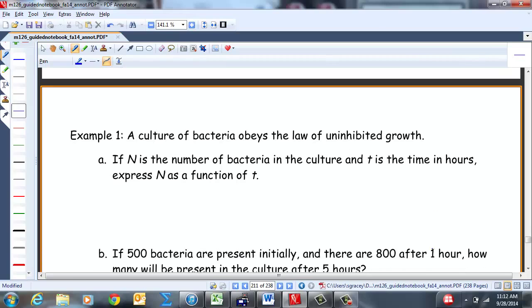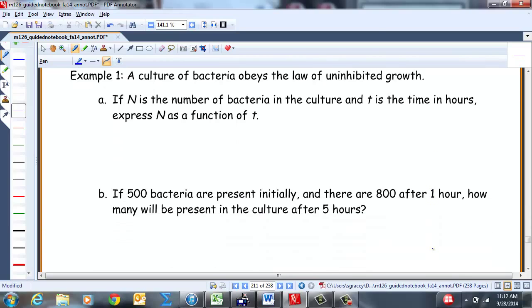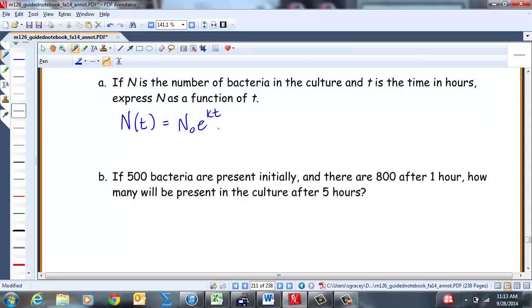All right, so here's our first example. A culture of bacteria obeys the law of uninhibited growth. If N is the number of bacteria in the culture and t is the time in hours, express N as a function of t. So this one you've got to stick in your brain. N at t equals N0 times e to the kt. So that's the general growth function using the notation with N.